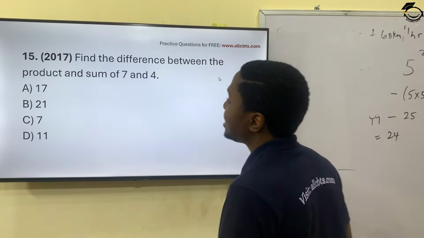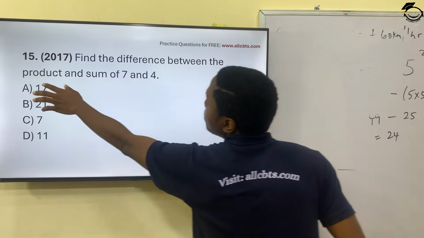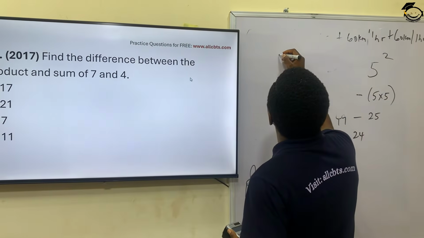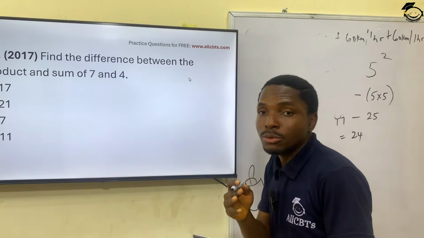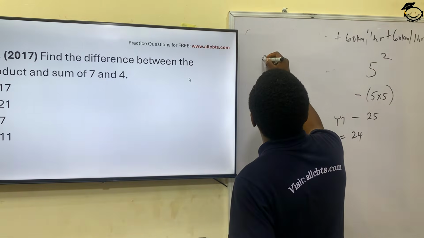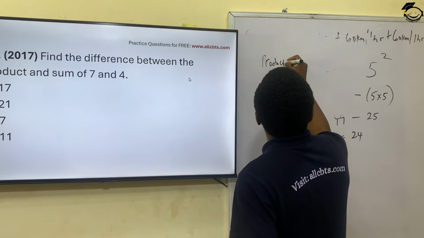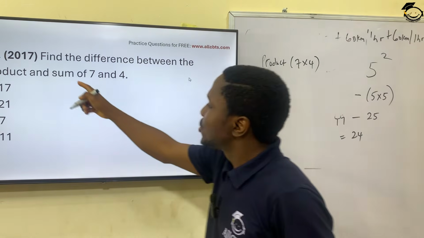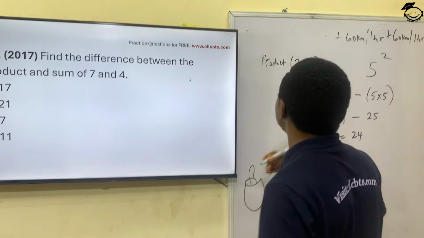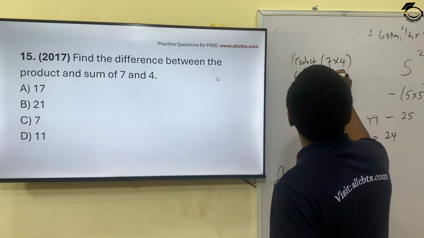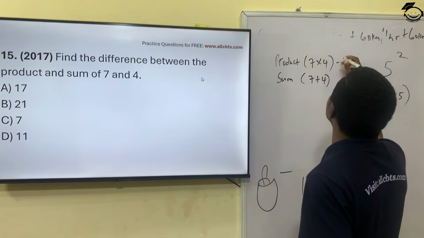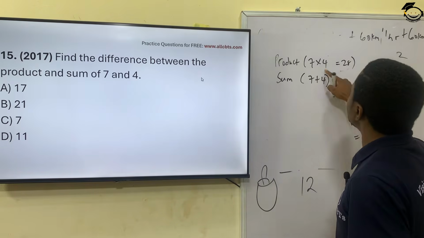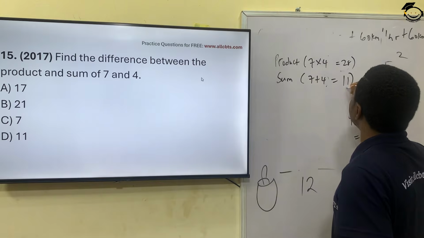So let's start with this side of the sentence first. Product of 7 and 4 is what? Product of 7 and 4, that is when you multiply both together. Product will be 7 times 4. Sum, when you add it together, sum will be 7 plus 4. Let me even finish the calculation. 7 times 4 will be 28. Sum, 7 plus 4 will be 11.